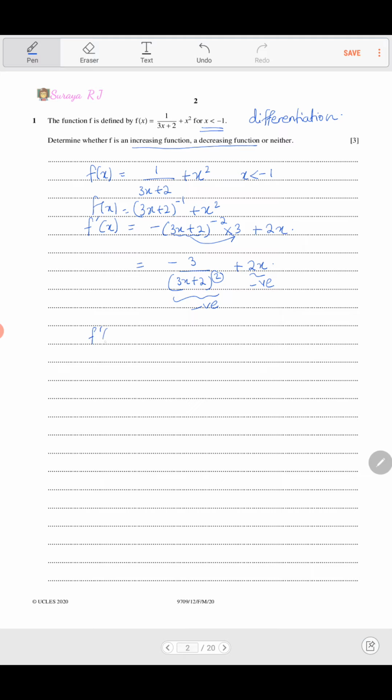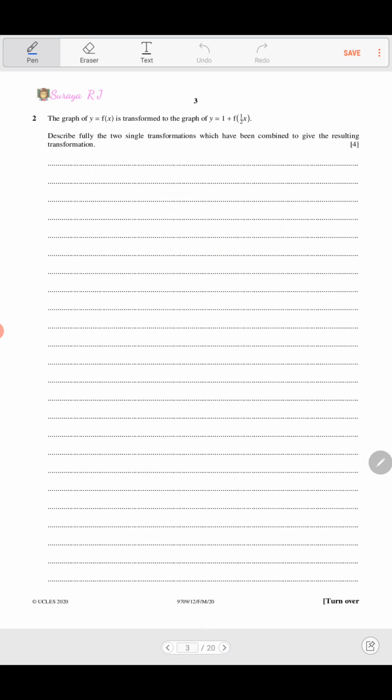So f dash of x is negative, or less than 0, for the given domain, that is for x less than minus 1. Therefore, we can conclude that f is a decreasing function. So when the gradient is negative, we have a decreasing function.